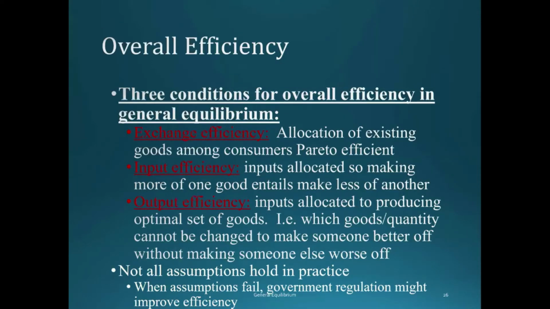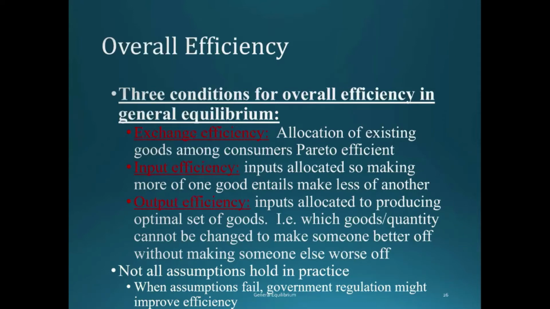That's when there's no trades between consumers that could lead to at least one person better off, and no one worse off. If you have such an allocation where there is no such trade, then you have exchange efficiency. Input efficiency is when the allocations of inputs across manufacturers are allocated in an efficient way.